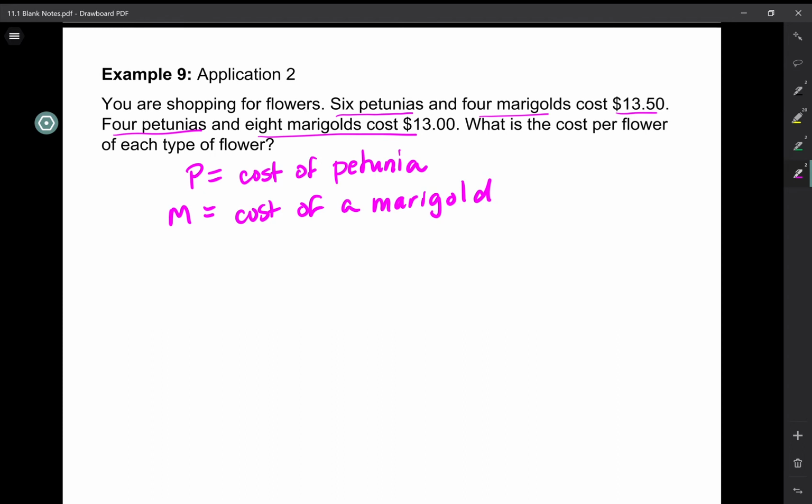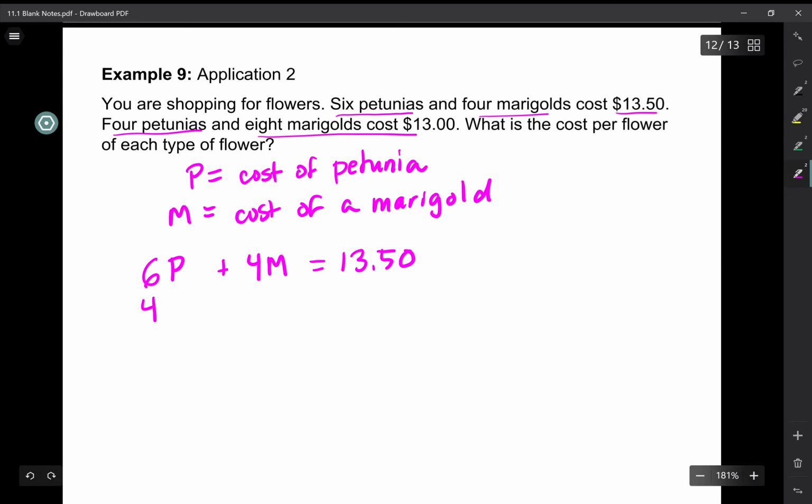Okay, well, the first sentence tells me 6 petunias and 4 marigolds cost $13.50. So if I take 6, the number of petunias, times P, the cost of the petunia, that'll give me the total cost from the petunias, plus 4M is equal to $13.50. And if I do 4 petunias, 4 times the cost of a petunia, plus 8 times the cost of the marigold, I get $13. There's my 2 equations.